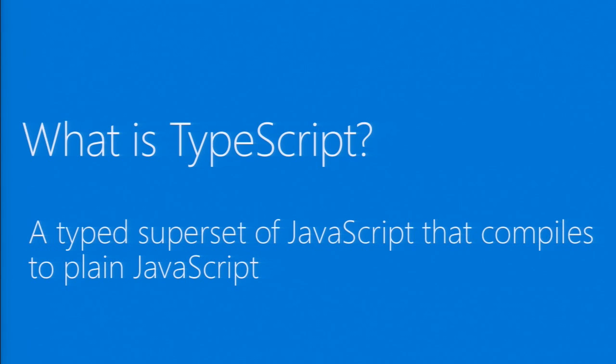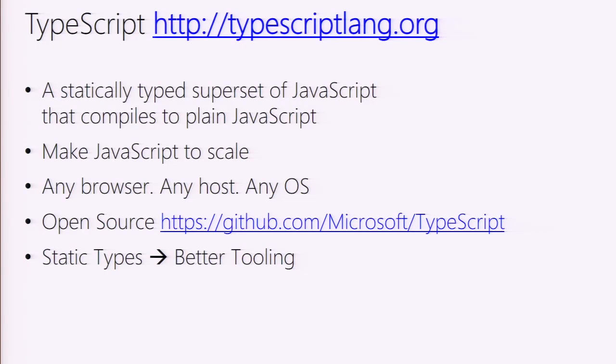So next thing is, what is TypeScript, right? By definition, TypeScript is a typed superset of JavaScript that compiles into plain old JavaScript. So basically, you're still working with JavaScript, but we're adding static types onto the existing JavaScript. So if you go to the TypeScript URL, this is a central location if you want to know more about TypeScript. It is basically a statically typed superset.